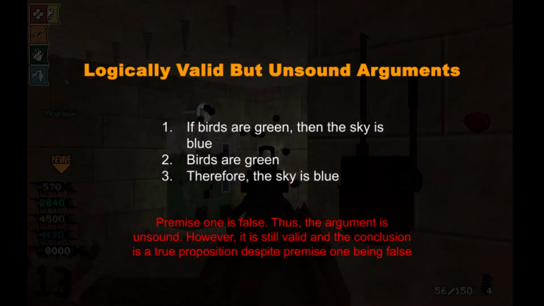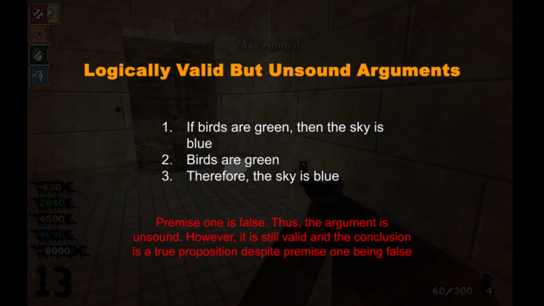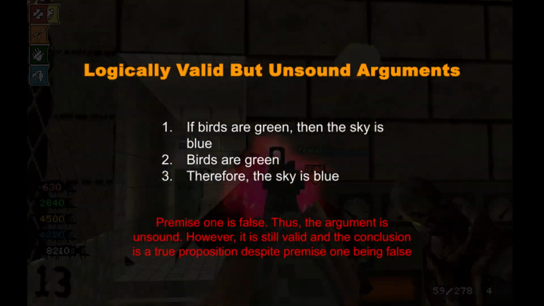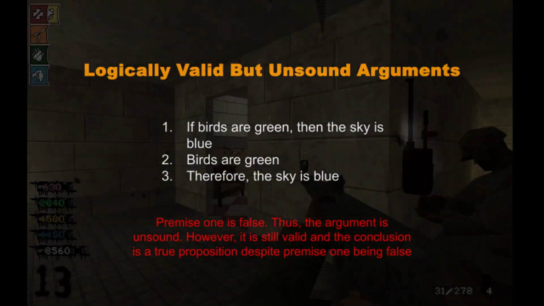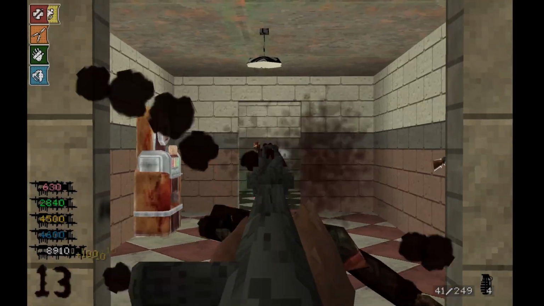And this is just because there's nothing about birds being green that entails that the sky is blue. So you can't really prove it. So once again, we can define logical soundness as just occurring when an argument is logically valid and the premises used to derive the conclusion are actually true.